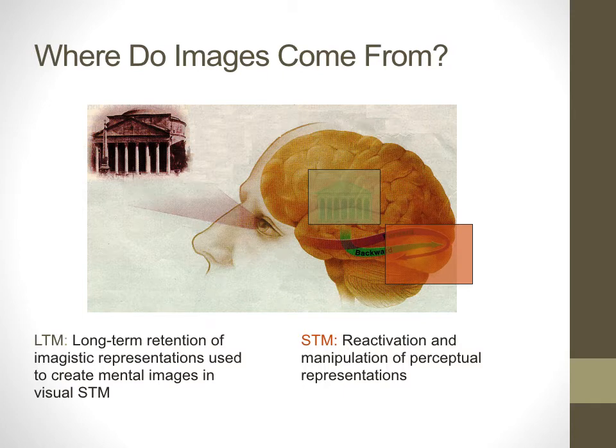So where do our images come from? It's assumed that we have in our long-term memory stores of our different images and representations that we've come across throughout the span of our life that we found to be important enough to remember. So in our long-term memory, we've retained these representations, and in order to remember those representations, we pull them into our short-term memory and try to reactivate those memories and try to recall what they are. So generally speaking, our long-term memory pulls images into our short-term memory, and it comes from there.